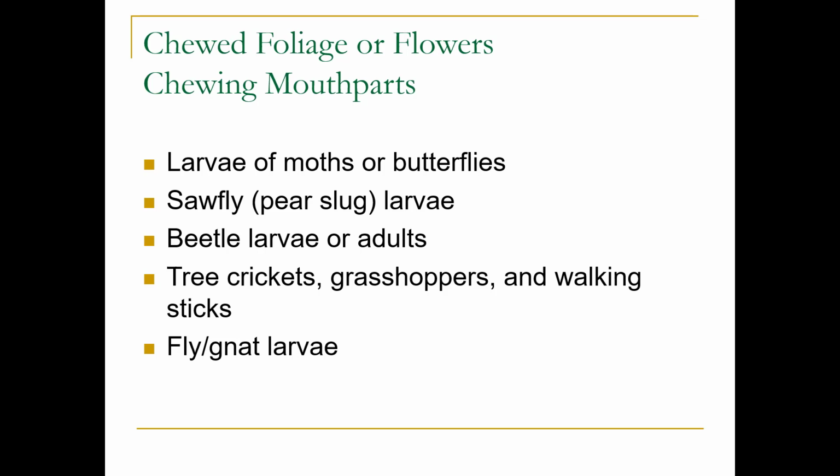So some insects have chewing mouth parts, and these include the larvae of moths or butterflies or caterpillars, sawflies, which are not flies. They're also called pear slugs or rose slugs. They're not slugs either, and it's only the larvae. They're related to wasps. Beetle larvae or adults, they all have chewing mouth parts. Tree crickets, grasshoppers, and walking sticks, and then fly or gnat larvae.